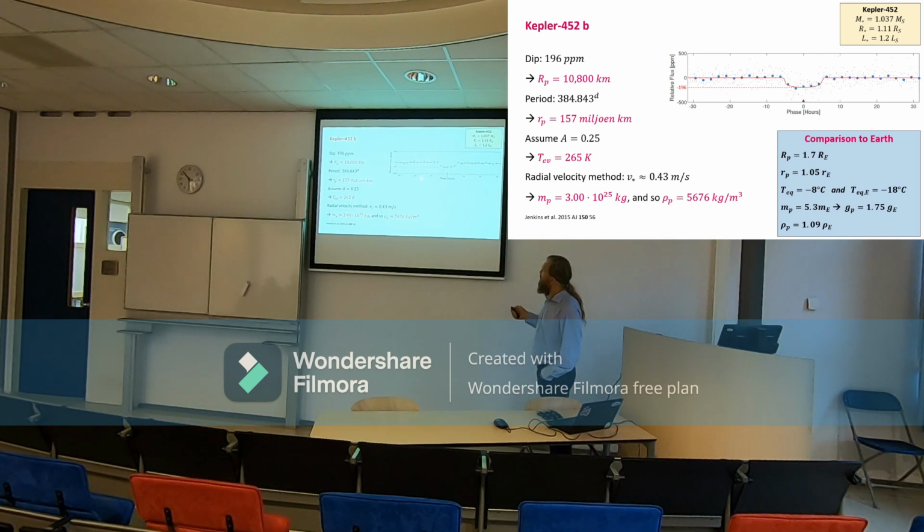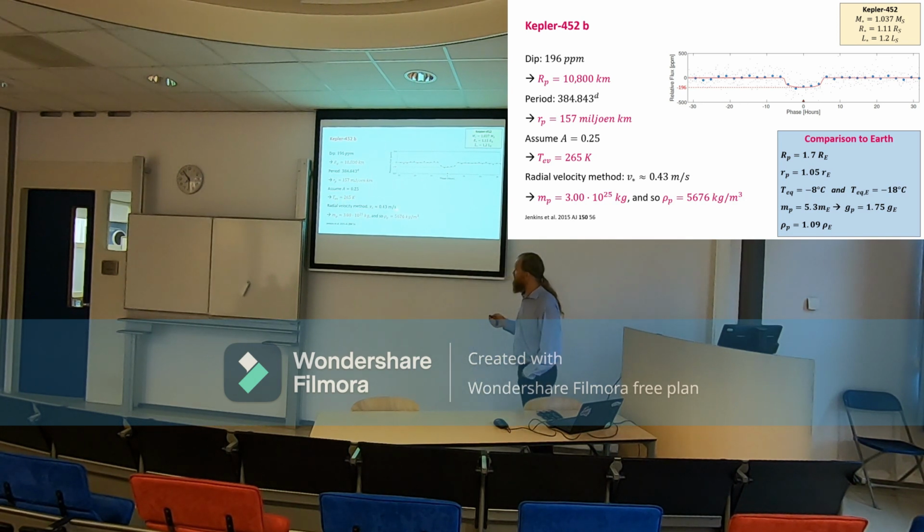And from that we can find that the radius of the planet is this. We know the period, look, 384.85 days. So slightly longer than our year, not bad. And the distance, slightly more than our distance. We assume this albedo. We find this, sorry, that should be a T, equilibrium temperature.